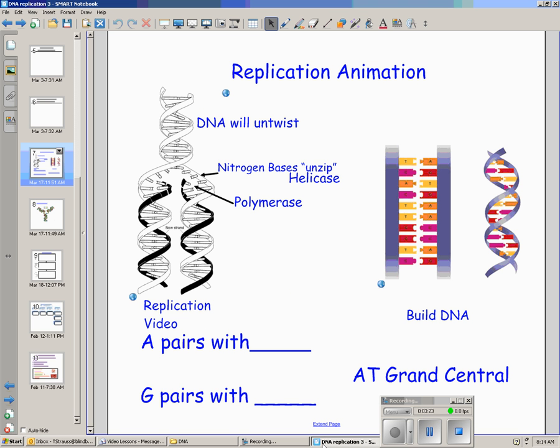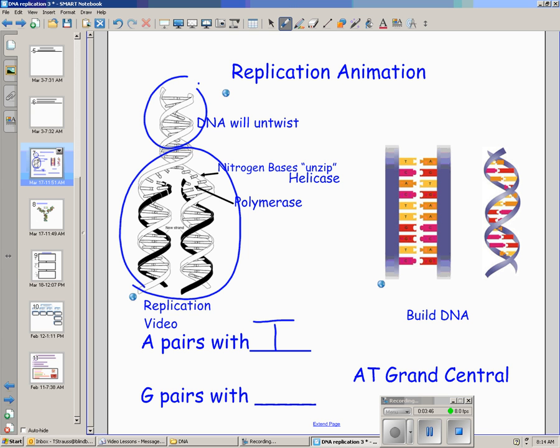Now, if we go back to our diagram here, this is what I was talking about with the partial unzipping. If you look at this section here, that part is unzipped, okay, the helicase unzipped it, and this part of the strand is still together. The polymerase is going to be that helping hand to get those new subunits in. Remember that A is going to pair with T. If you remember at Grand Central, AT goes together, and at Grand Central, the G and the C go together.